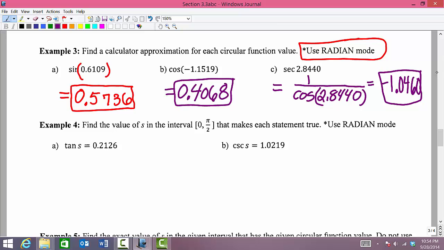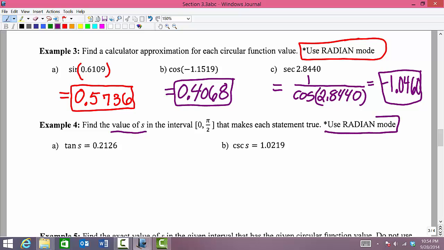For example 4, we're actually asked to do the opposite. Remember that our trig function values take an angle. So for the previous example, we were given the angles and asked to find the function values. This time we're given the function values, but we're asked to find the angle. And we're asked to find the angle, the value of s, which of course means we're working in radians. So we're asked to find the radian value of the angle.